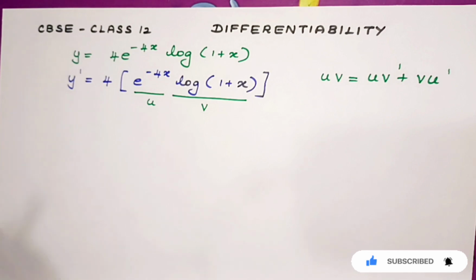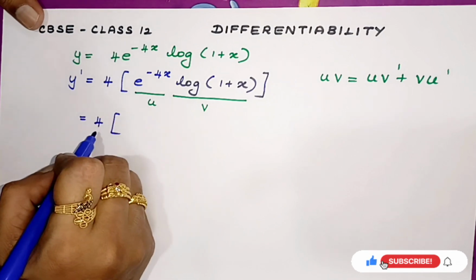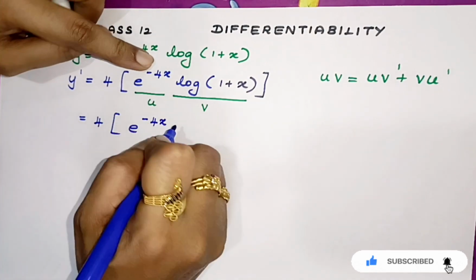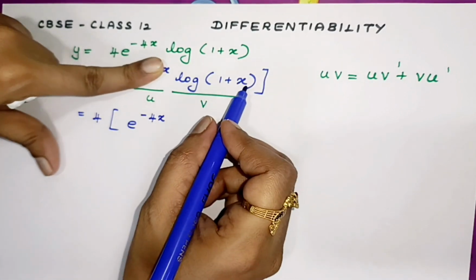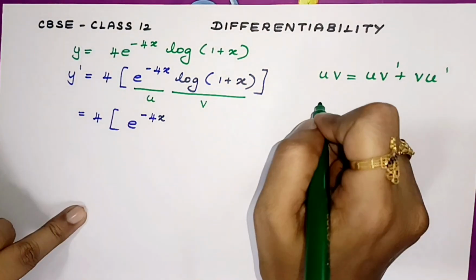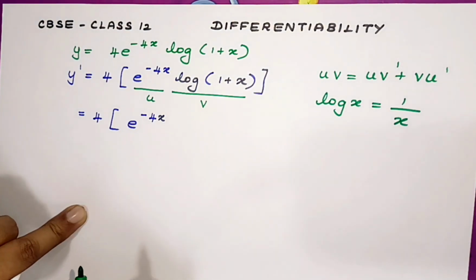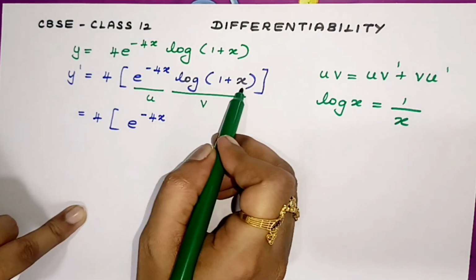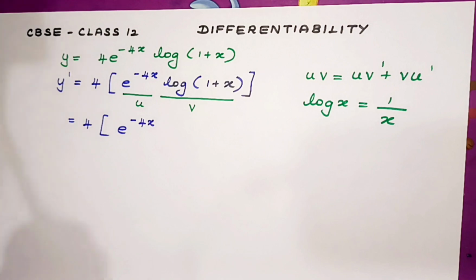So 4 we have kept outside the bracket, let it be as it is. We keep this u constant, that is e power minus 4x, and now we are going to differentiate this log of 1 plus x. What is the formula for log x? The differentiation formula: log x gives 1 by x. In the replacement of x, in this question they have given 1 plus x. So we have to keep the denominator as 1 by 1 plus x.